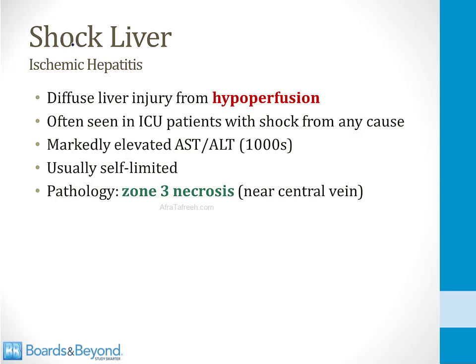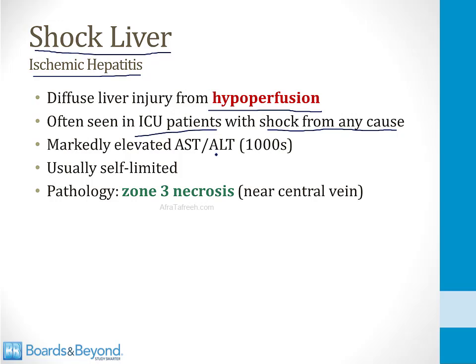Our last liver disorder for this module is called shock liver. It's also called ischemic hepatitis. And this is diffuse liver injury from hypoperfusion. It's often seen in patients who are critically ill in the ICU, who have shock from any cause. They have hypoperfusion of all the tissues in their body, including the liver tissue.